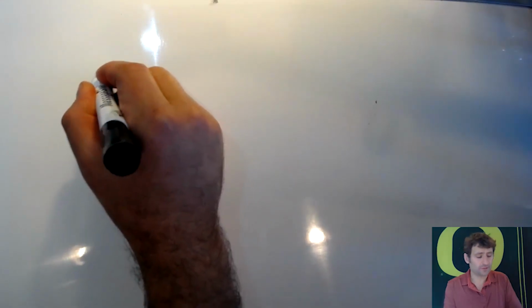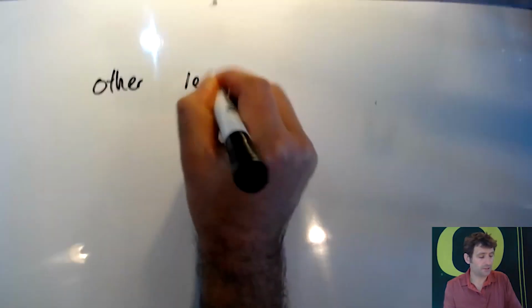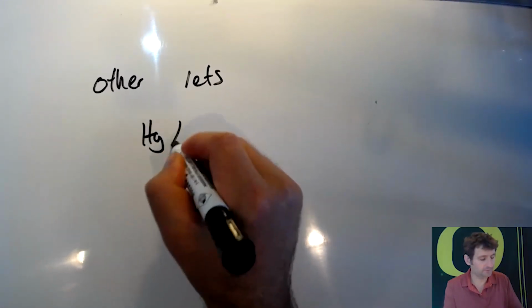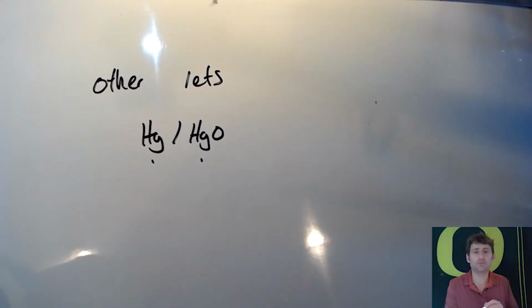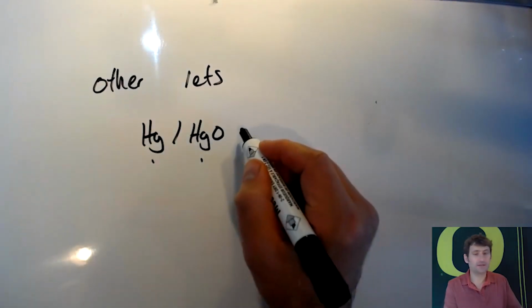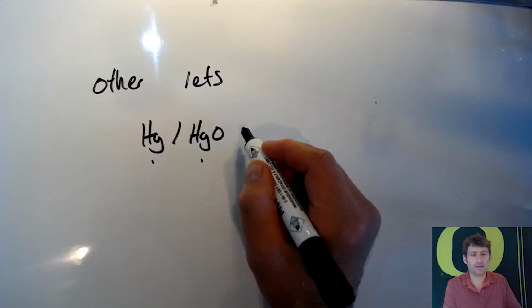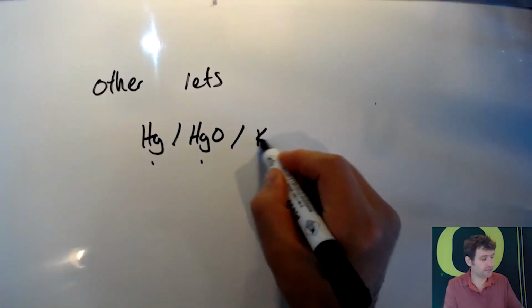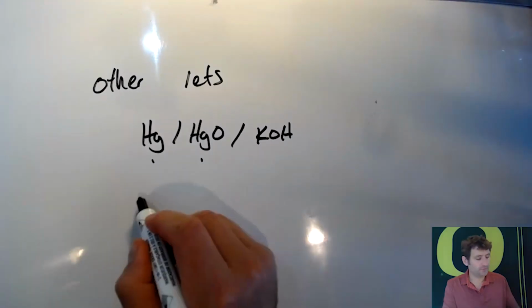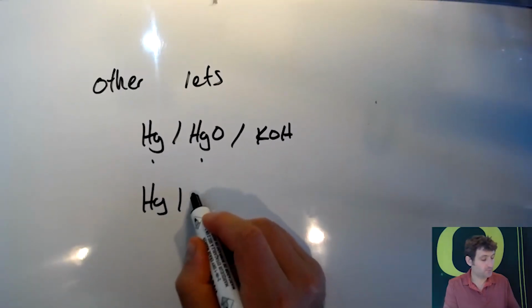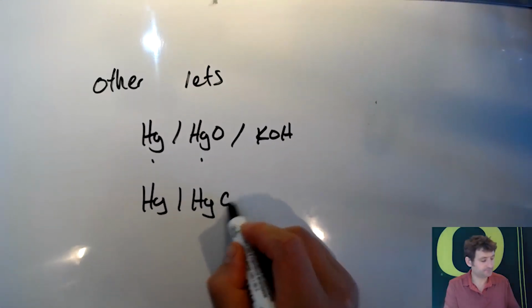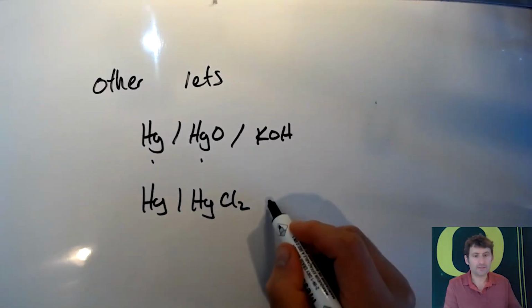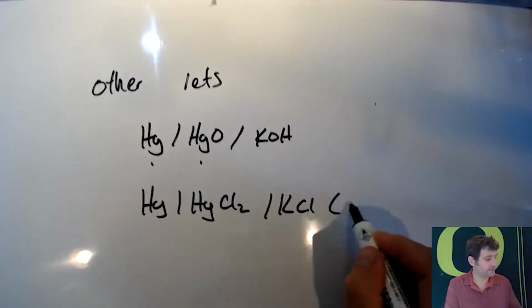Now, there are other reference electrodes that are commonly used that have similar properties. For example, mercury oxide. Again, you have two solid phases that are in equilibrium with each other, so their activities don't change if a little bit of current is passed through the cell. And this is typically done in KOH. Another one is mercury chloride. And this is done in saturated KCl.